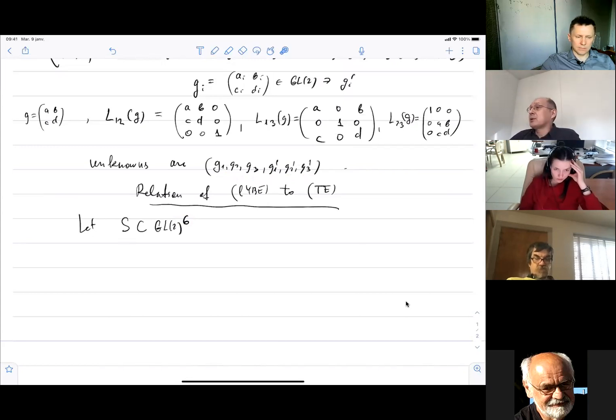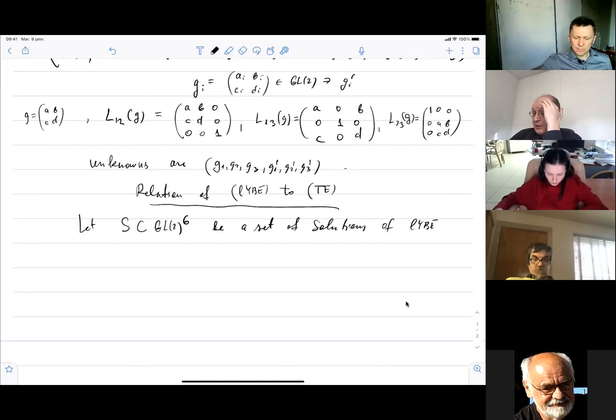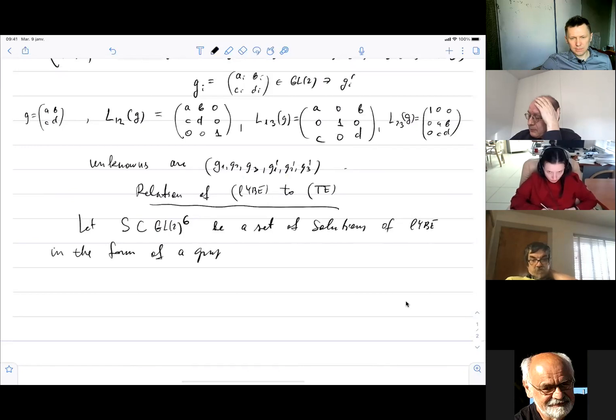We are looking for a subset of the 6th power, S, a set of solutions of the local Yang-Baxter equation, but not just an arbitrary subset of solutions, but in the form of a graph of a map from Y cube to Y cube.